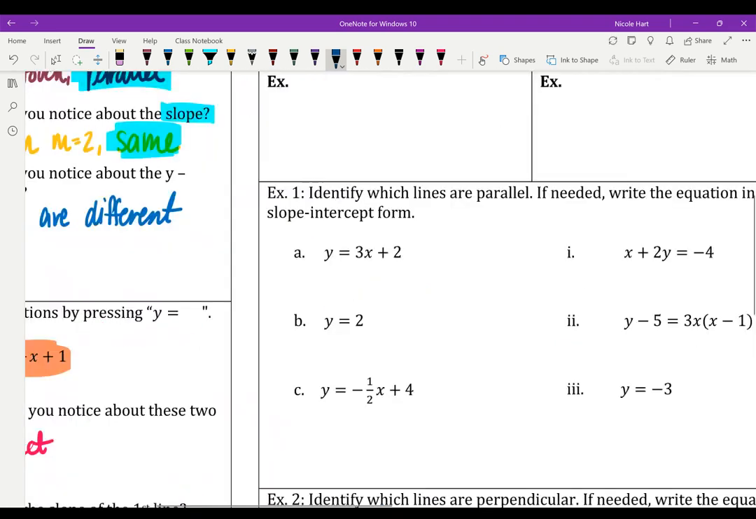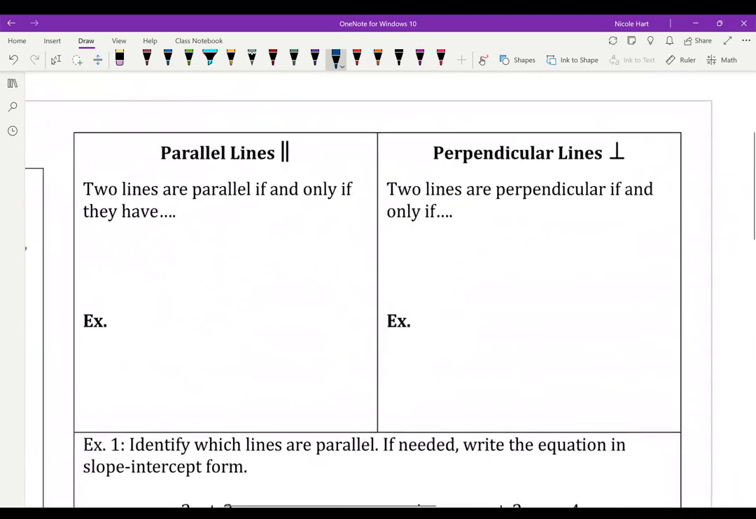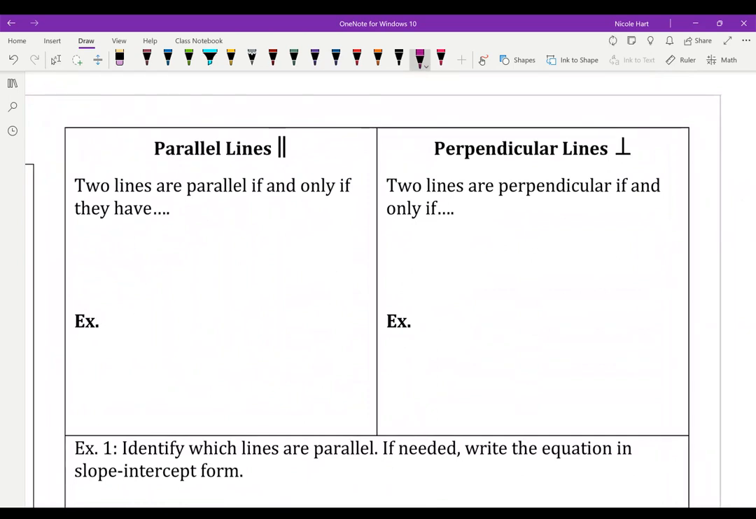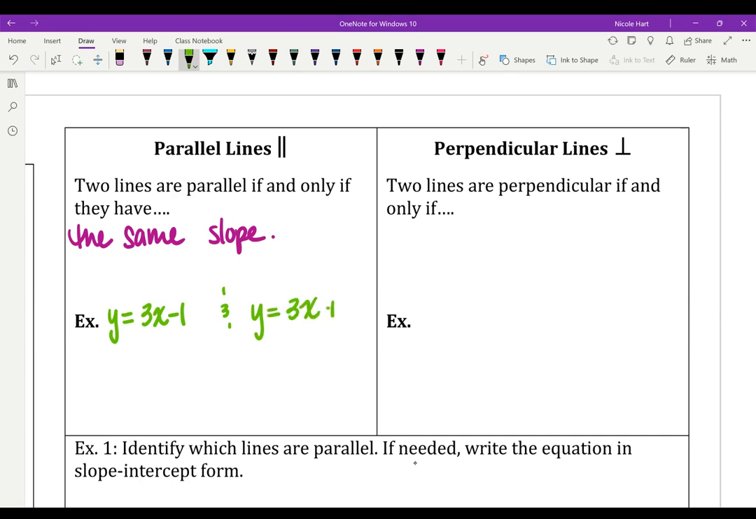So looking at, I have a little note up here. Two lines are parallel if and only if they have the same slope. The exact same slope. So for example, we might have a line that says y equals 3x minus 1 and y equals 3x plus 7. Those have the exact same slope of 3.